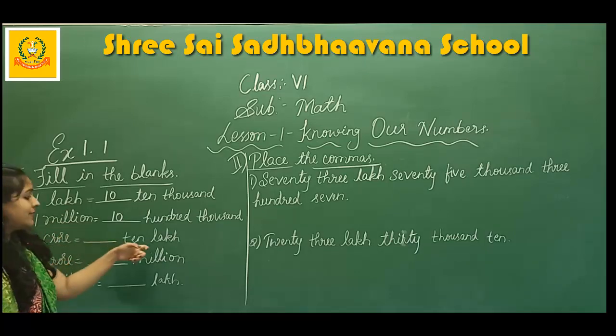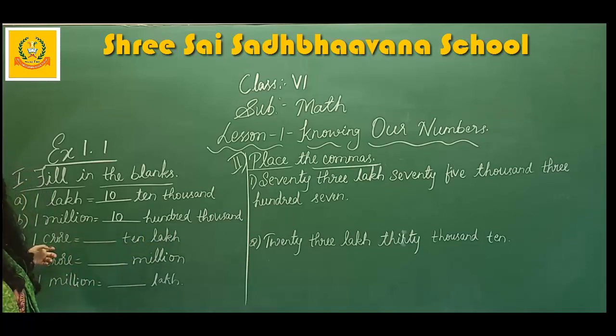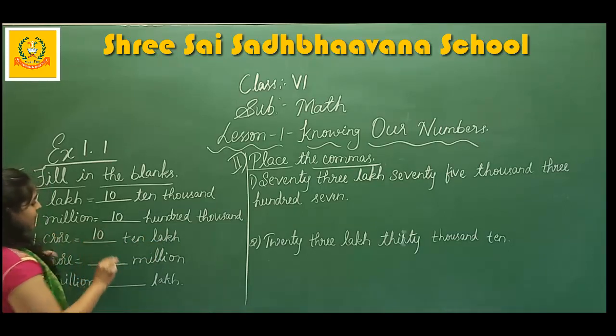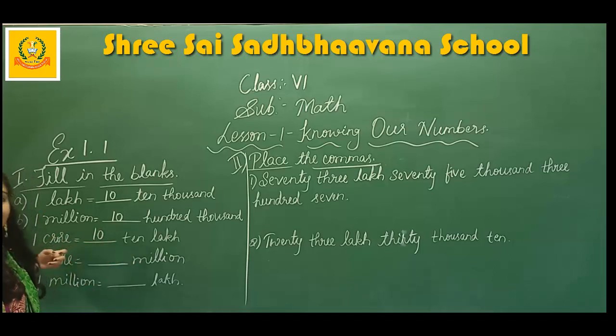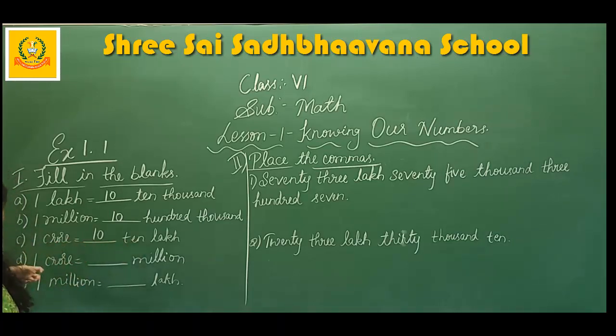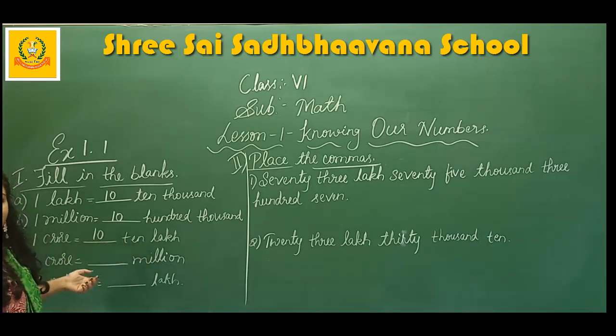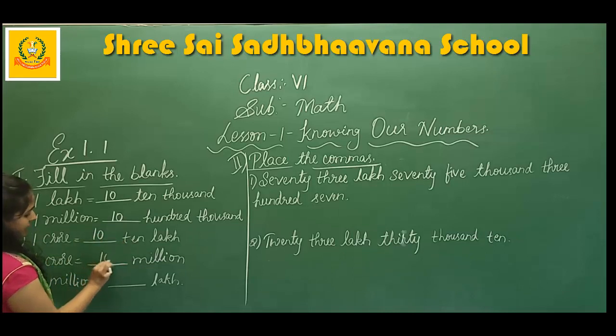1 crore is equal to dash 10 lakhs. How many 10 lakhs will make 1 crore? That is 10. If you multiply 10 into 10 lakhs, you will get 1 crore. That is how to check the answer. Next, 1 crore is equal to dash million. How many millions will make 1 crore? That is 10 millions. 10 millions will make 1 crore.